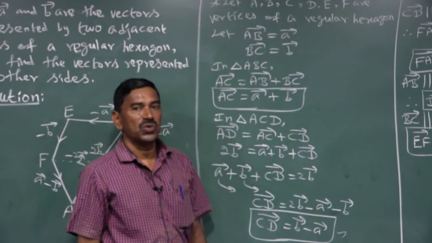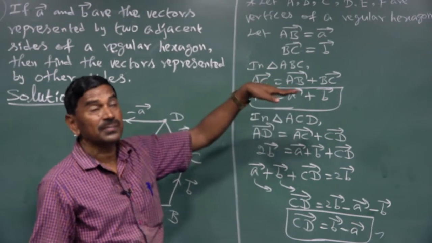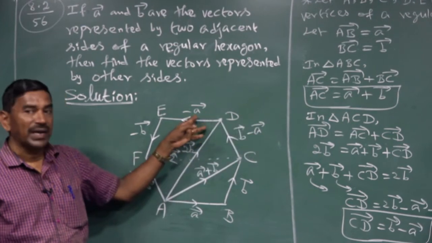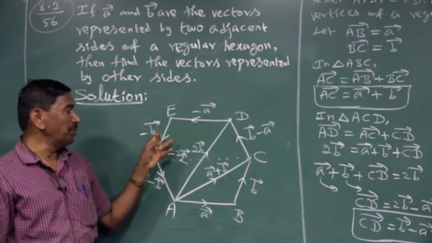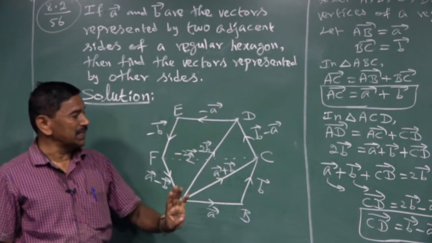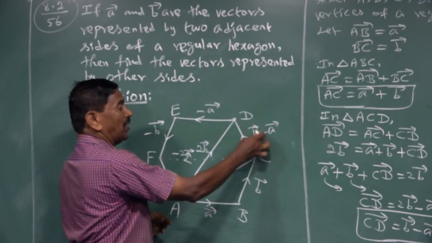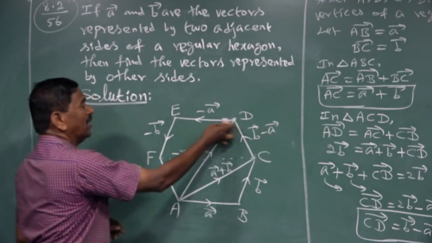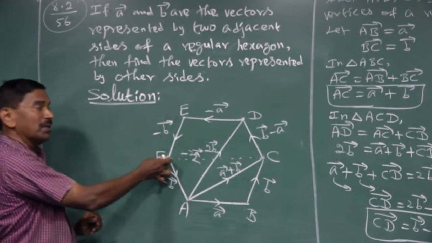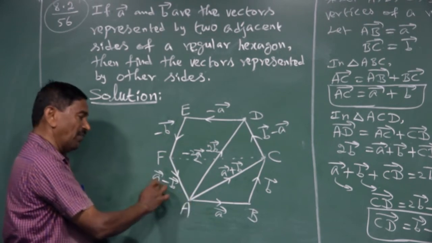Now let us write the conclusion. The other sides of a regular hexagon are B minus A, minus A vector, minus B vector, A vector minus B vector. Let us write the conclusion like this. The remaining 4 sides of a regular hexagon are: CD vector is equal to B vector minus A vector. Next, DE vector is equal to minus A vector. Next, EF vector is equal to minus B vector. Next, FA vector is equal to A vector minus B vector.